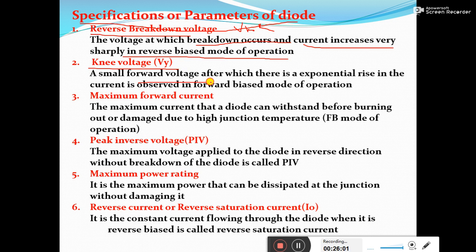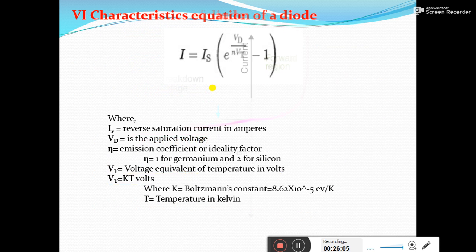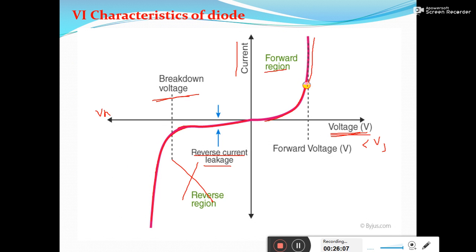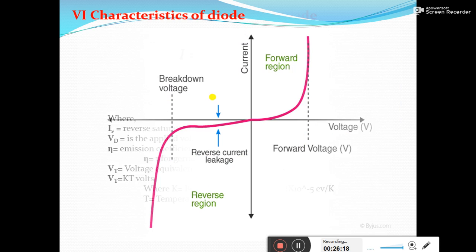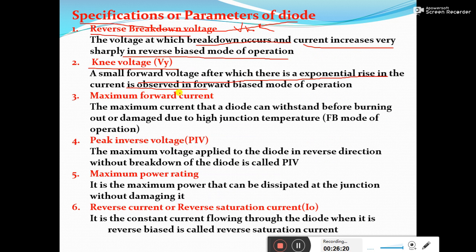Knee voltage, this is told for the forward biasing case. So a small forward voltage after which an exponential rise in the current is observed. So you can see here, this is nothing but the cut-in voltage, or you can say this is V gamma, cut-in voltage, and this is VBR. Okay, knee voltage.